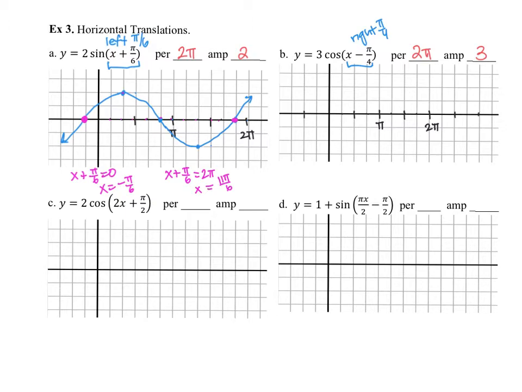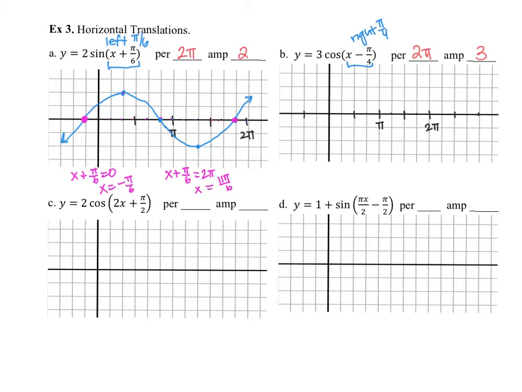Okay, according to my scale, because pi is divided into 4 units, each one of these spaces is pi over 4. So I'm going to shift right pi over 4. If I was shifting 3 pi over 4, I would move 3 of these spaces. Okay, let me consider a cosine function.